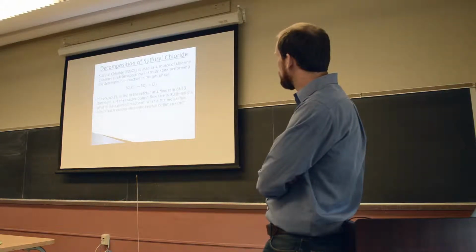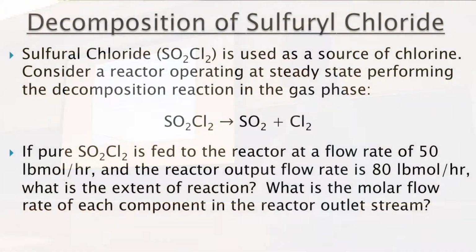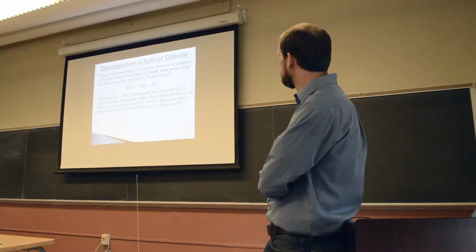Okay, the question is, if pure sulfuryl chloride is fed in the reactor at a flow rate of 50 pound-moles per hour, and the reactor output flow rate is 80 pound-moles per hour, what is the extent of the reaction? What is the molar flow rate of each component in the reactor output stream?